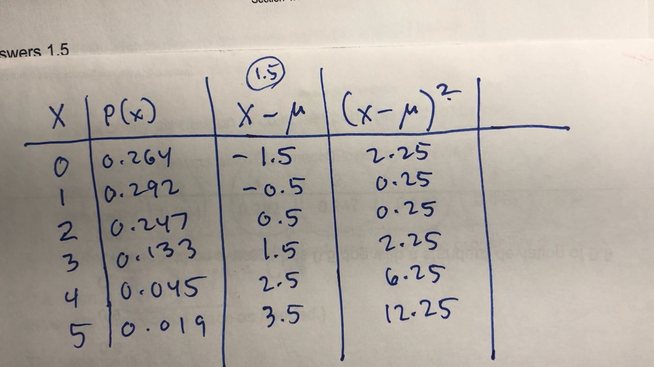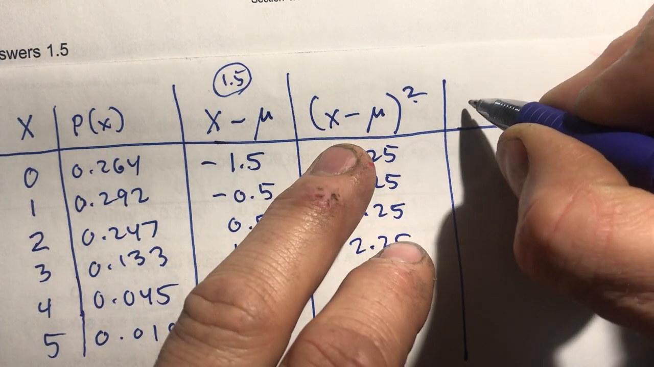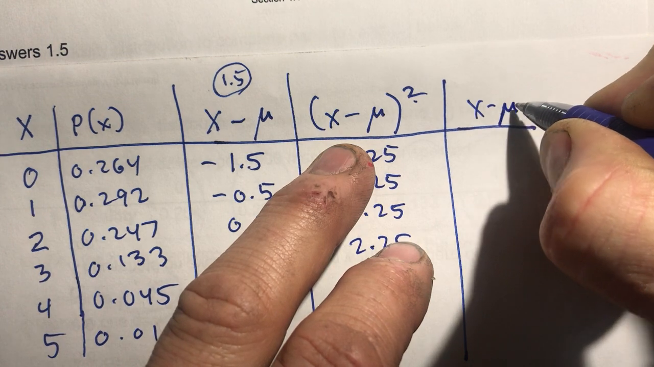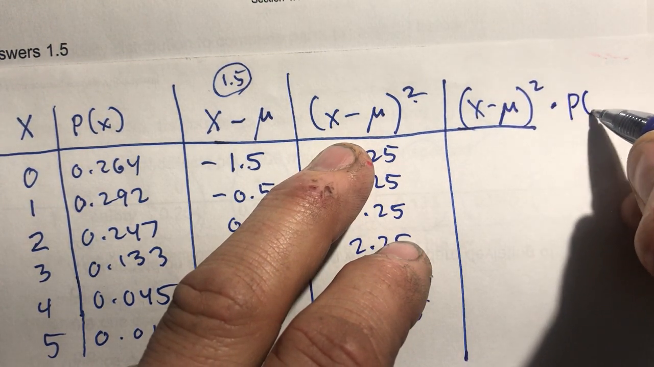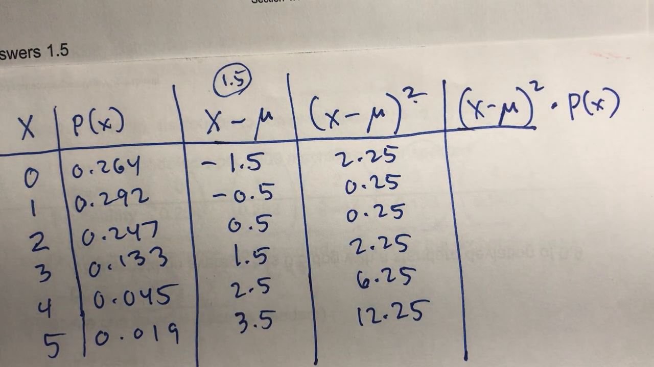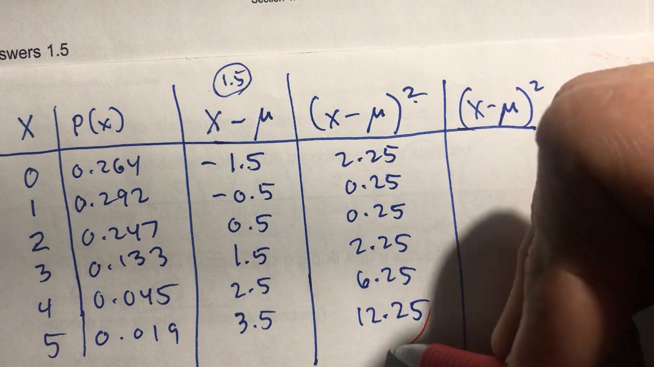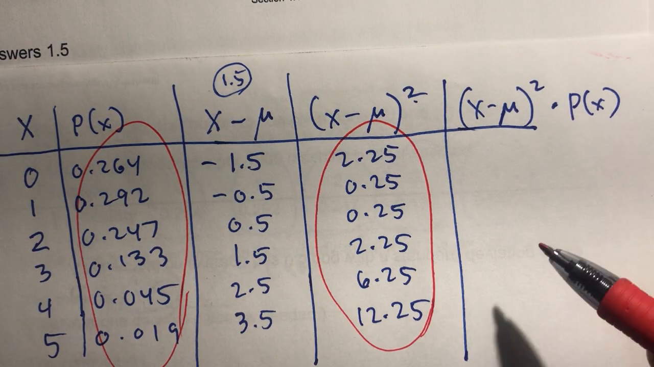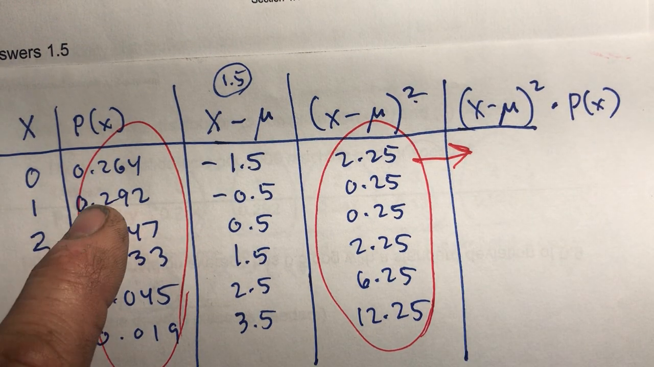Okay. And now we're up to the last one here. The last one, I'm going to do x minus mu squared, and I'm going to times it by the probability of each x. So basically now, I'm going to take these numbers right here and multiply them by those numbers right there. So these two, multiply them. And that's what's over here.